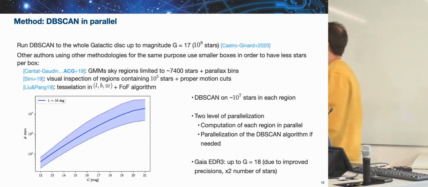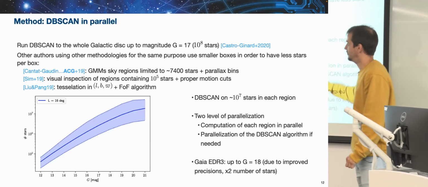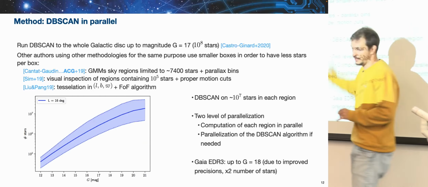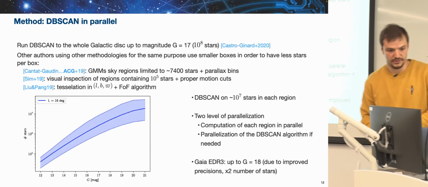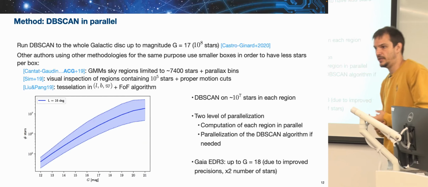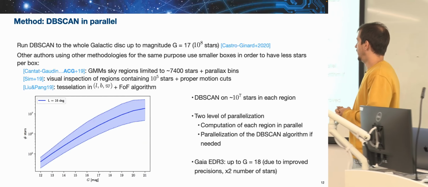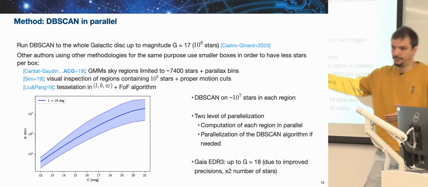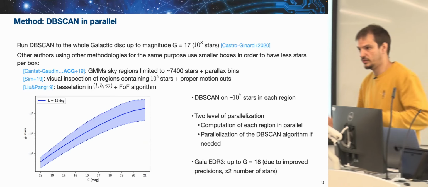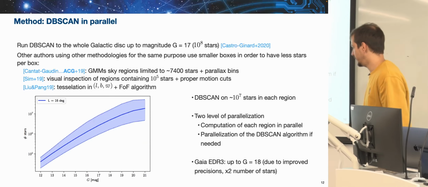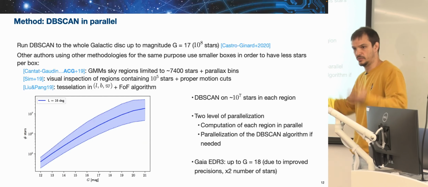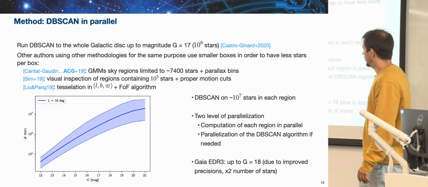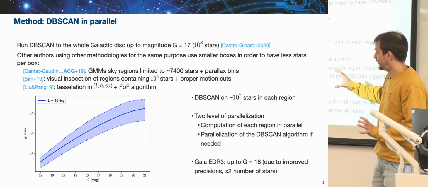Anyway, so we run the DBSCAN clustering method in parallel in all these regions, because as I said, we are running up to G magnitude 17. It's a couple hundred million stars, sorry. But we will run, or we have actually run, deeper magnitudes because the errors for the different data releases are better and better. And every time we run a deeper magnitude, we increase the number of stars by a factor of 2, basically. So that is the whole computation, and we scan all of these small areas.